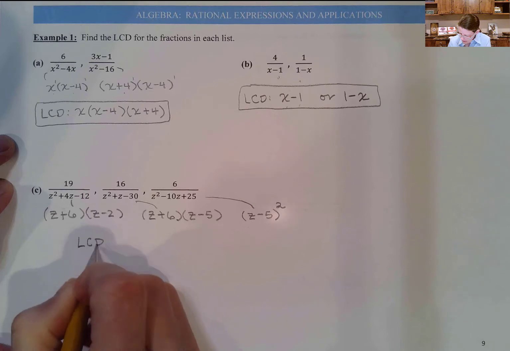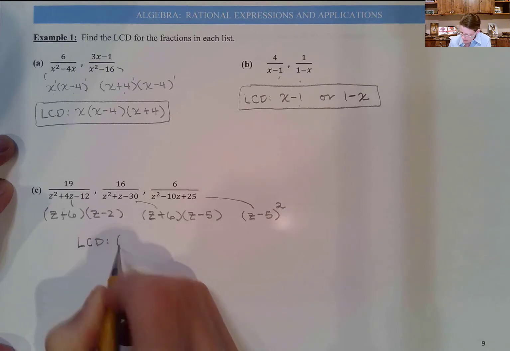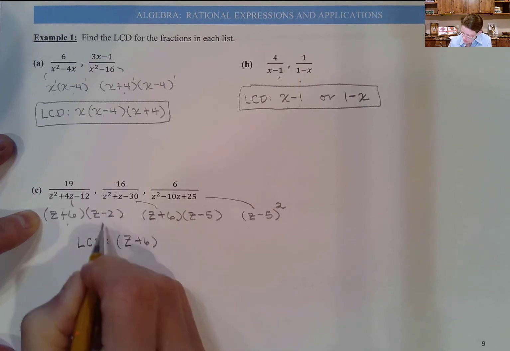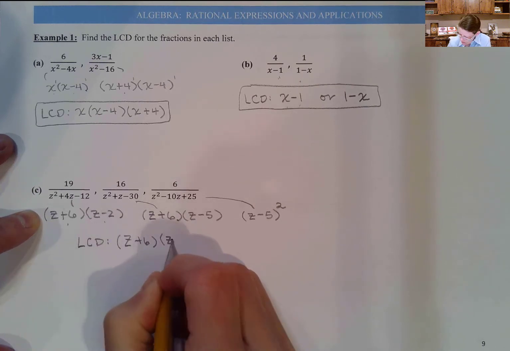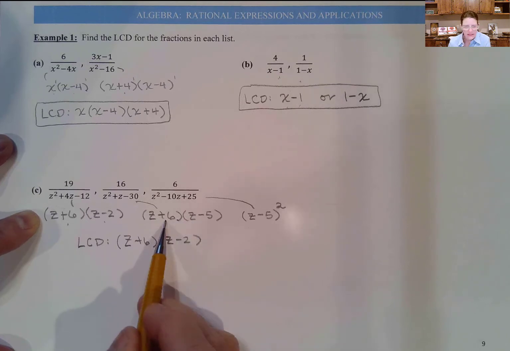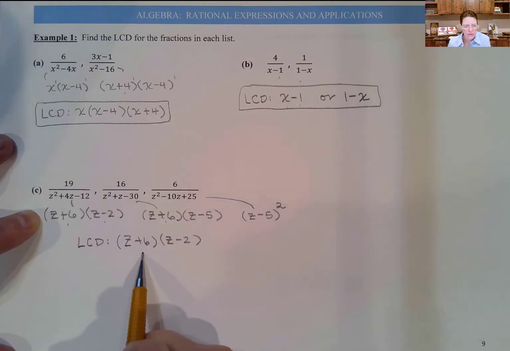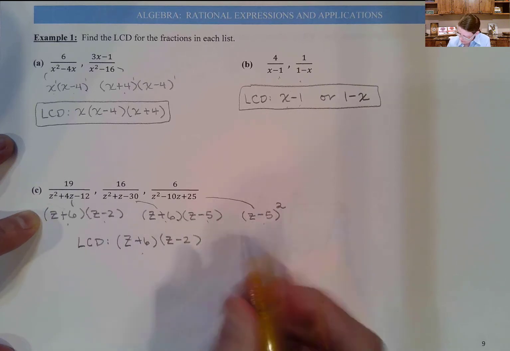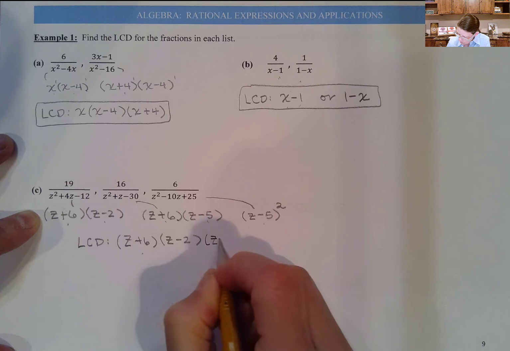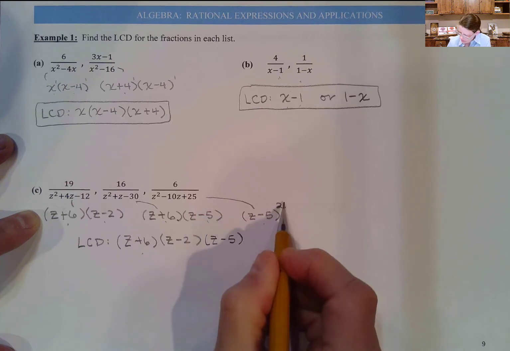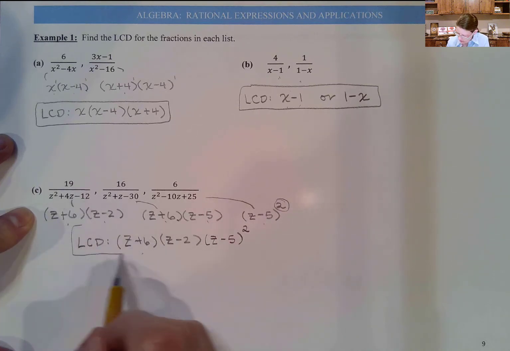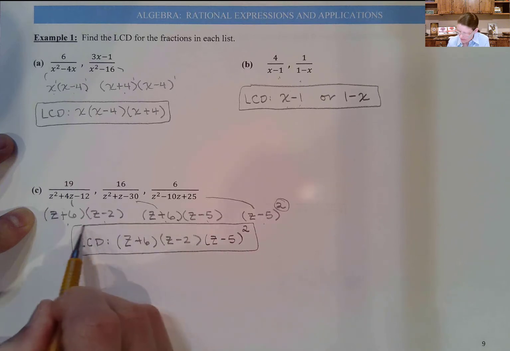Now our LCD contains every factor that we see. We see z plus 6. We see z minus 2. We see that z plus 6 again, but we've already got it. You don't have to repeat it. Now we also see z minus 5. And we want to include the greatest exponent that we see, so our LCD will contain z minus 5 squared. So every factor that you see along with the greatest exponent attached to that factor.